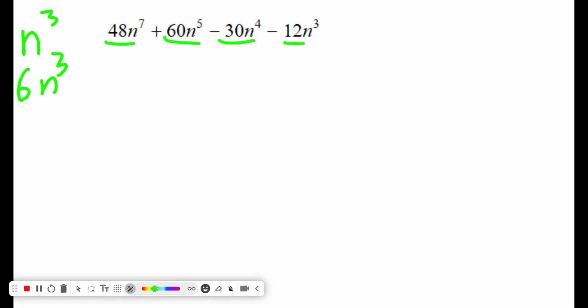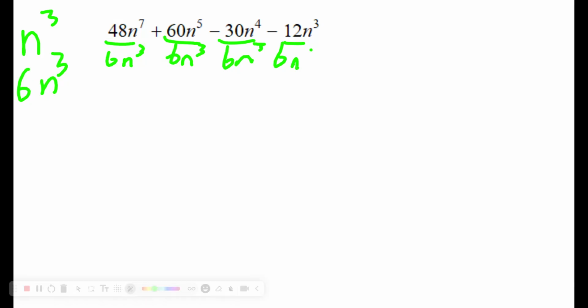I don't know why this line isn't showing up there, but we're going to divide each of them by 6n cubed and simplify that. I'm going to divide by a positive because there is a positive here. We could have divided by a negative if they'd all been negative, but two of the terms are positive. 48 divided by 6 is 8. We know from our exponent rules, n to the 7th divided by n to the 3rd is going to leave us with n to the 4th.